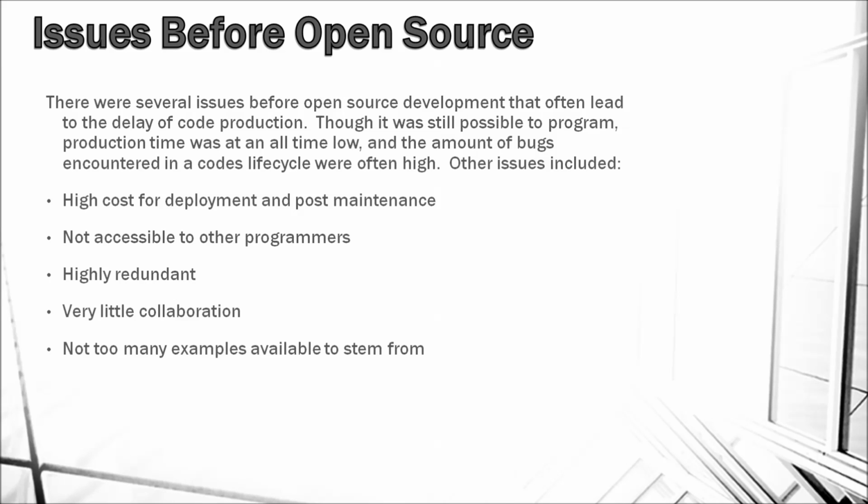Before this initiative was even started, there were several issues that often led to a delay of code production. It was still thought possible to program, obviously, but production time was at an all-time low, and the amount of bugs encountered was at an all-time high. Other issues also included high cost for deployment and post-maintenance. Code itself wasn't accessible to other programmers, the source code that is. This was highly redundant, because you could be programming something that was already available or should have been made available. There was very little collaboration at this time. And ultimately, there were not too many examples of code available to stem from. There was no Stack Overflow or other sites where people constantly collaborate for the betterment of the code.